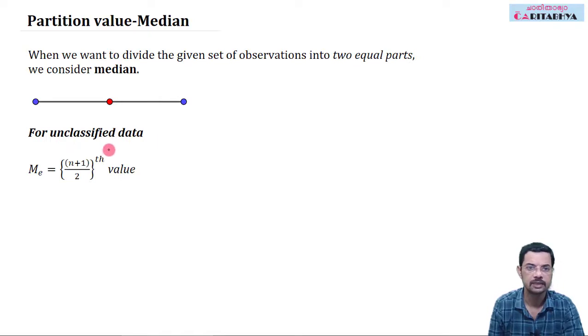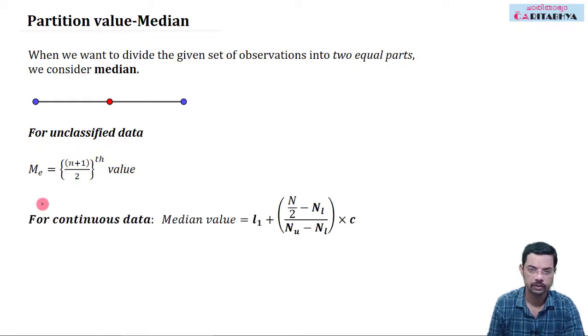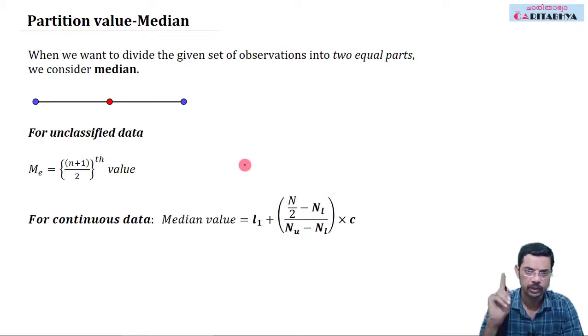For unclassified data, we have already studied that median is the (n plus 1) by 2 th value. So if there are 5 observations, 5 plus 1 is 6, 6 by 2, so the 3rd value. That is for unclassified data. Now, the partition value for continuous data. For continuous data, median value is given as L1 plus (n by 2 minus nl) by (nu minus nl) into c. We have discussed these points in detail in our previous video. You can check the video for the topic in detail.